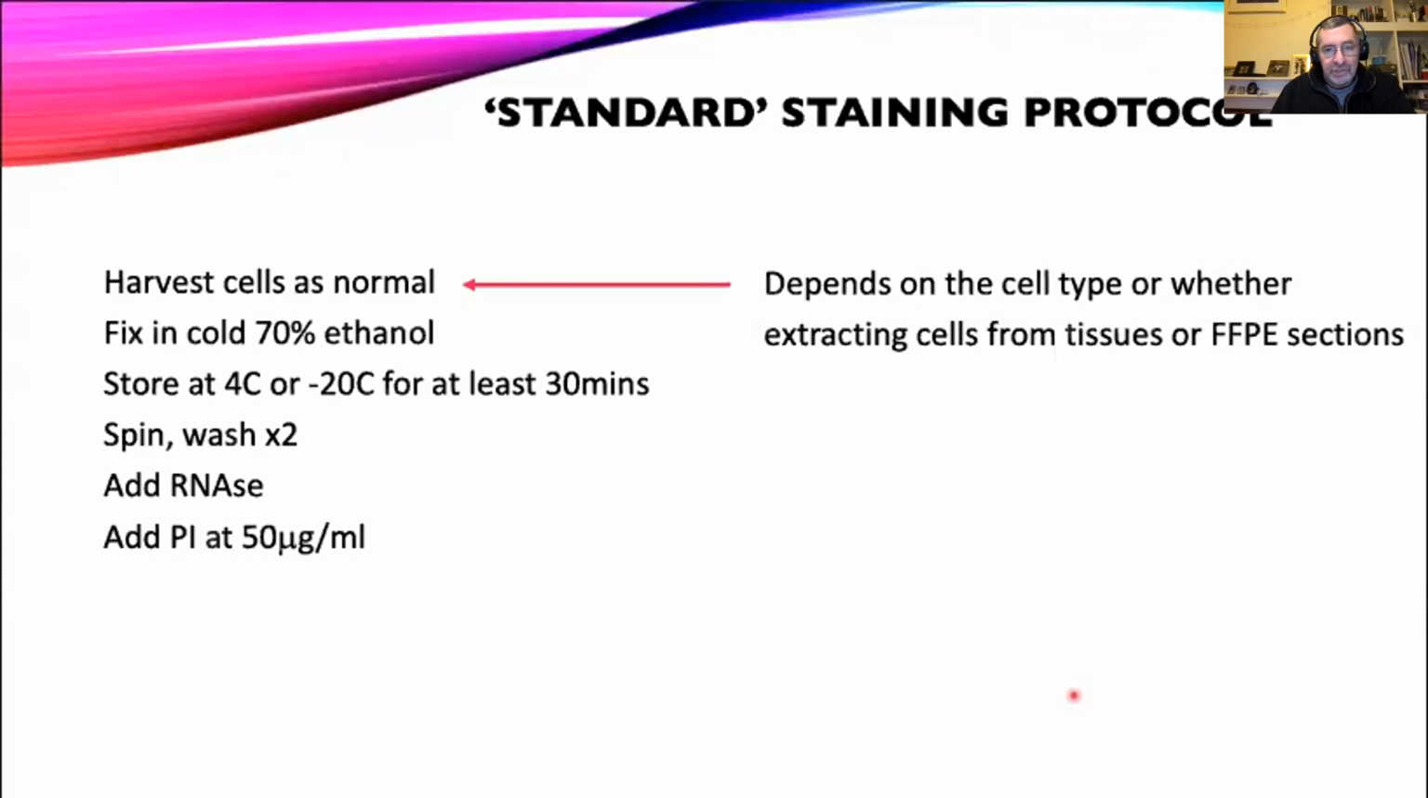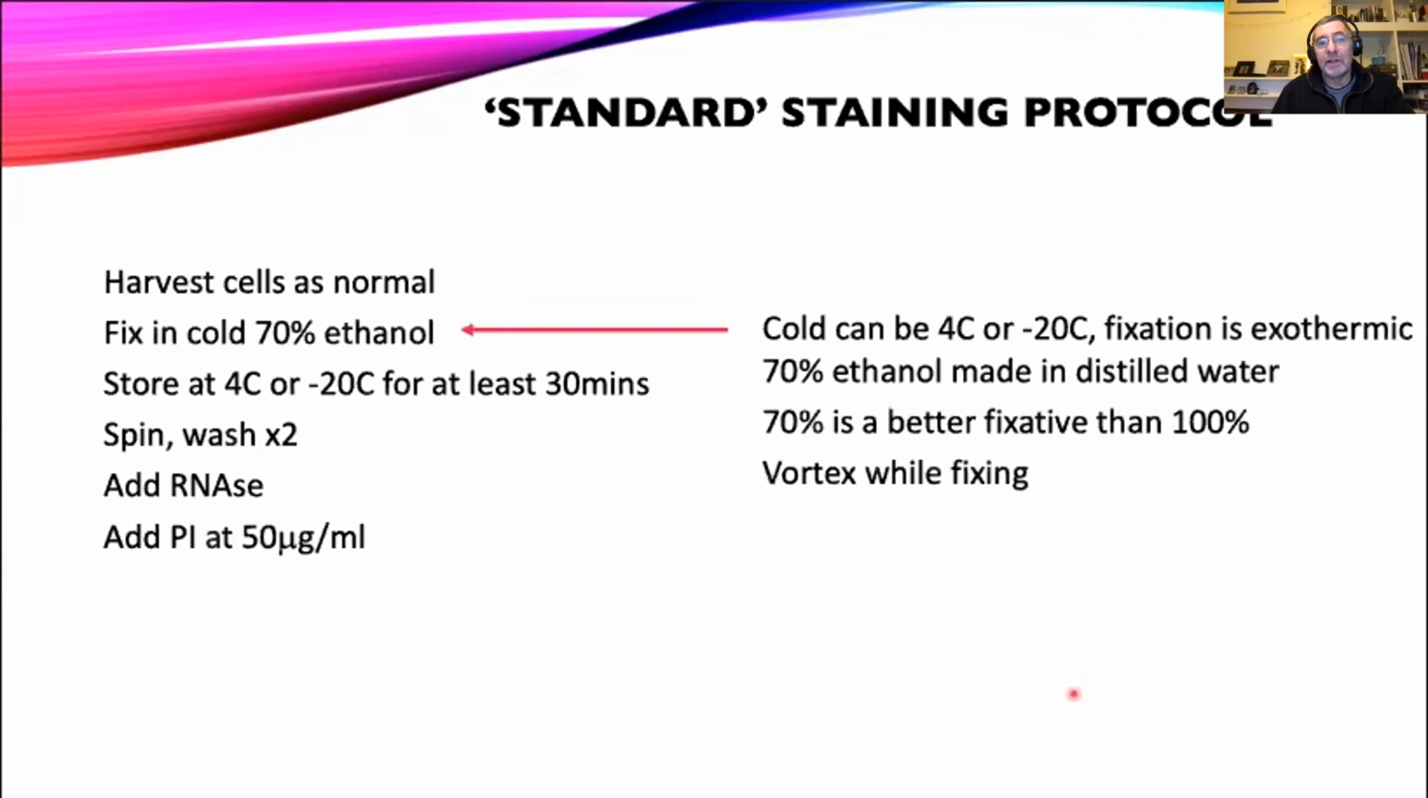Once you've harvested them, I say fix in cold 70% ethanol. So there's several questions you might ask there. What does cold mean? Well, cold can either be fridge cold, so 4 degrees, or freezer cold, minus 20. And it doesn't make a big difference which one you use, but I normally use 4 degrees because I've got more fridge space than I have freezer space.